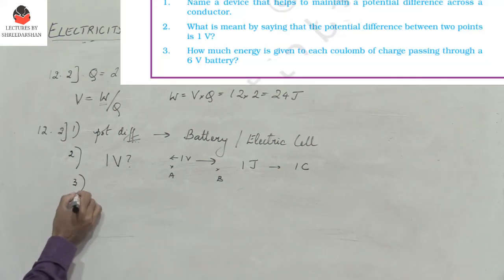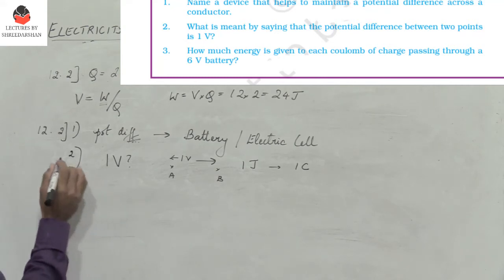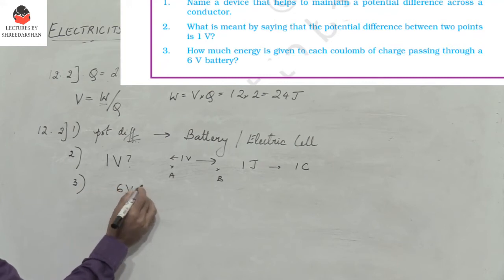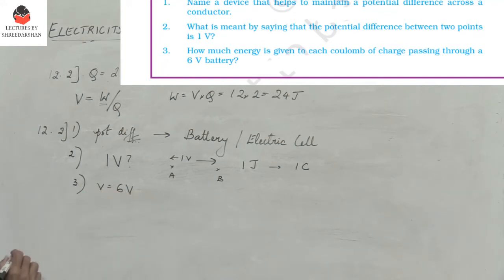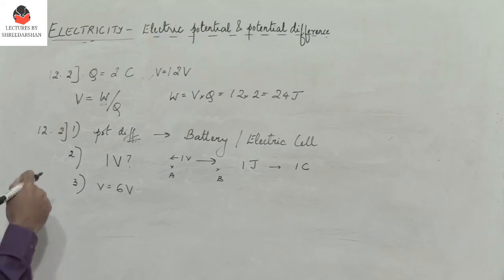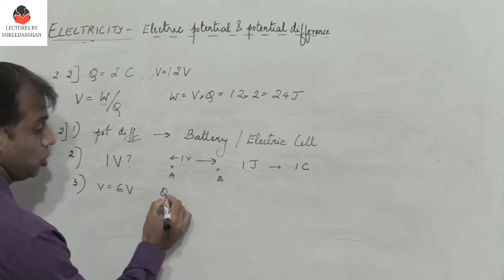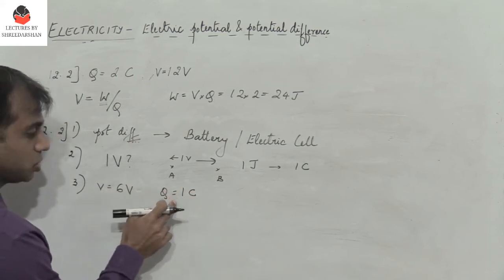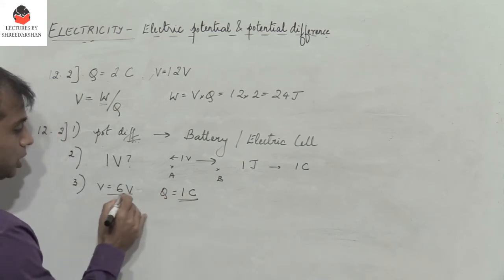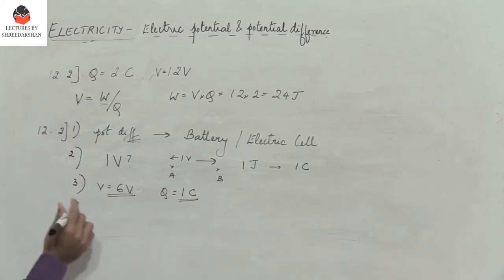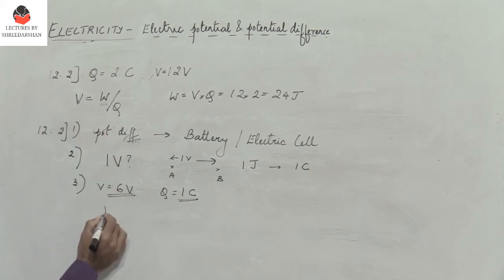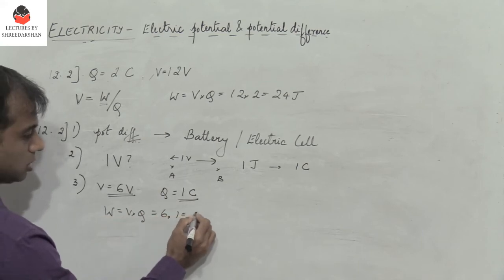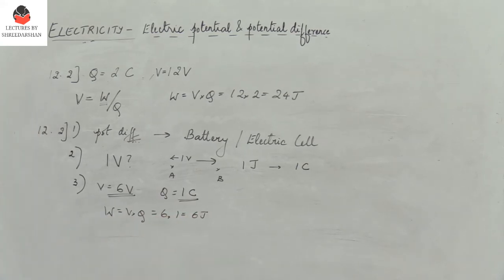Next, 3. How much energy is given to each coulomb of charge passing through a battery of 6 volts? So the voltage is 6 volts, and how much energy is given to each coulomb? So Q equals 1 coulomb. I want to know how much energy is given to each coulomb when the potential difference is 6 volts. We know that W equals V into Q, which is 6 into 1, which is 6 joules. So how much energy is given?